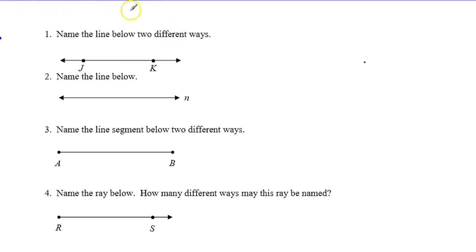Well, we could name it line JK, with arrows. We could flip that around and name this line KJ. Now we don't have any lowercase letter attached to it, so we can't use that method. But we can do that down here in number 2, name the line below. Well, we don't have any points on the line, so we could write points. That would be one way to do it. Or we could just call this line N.